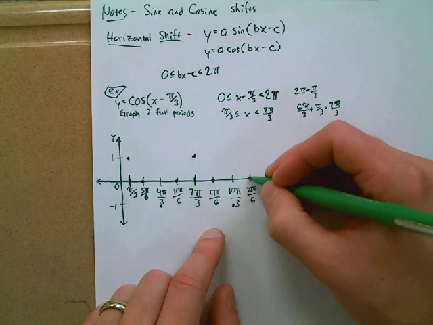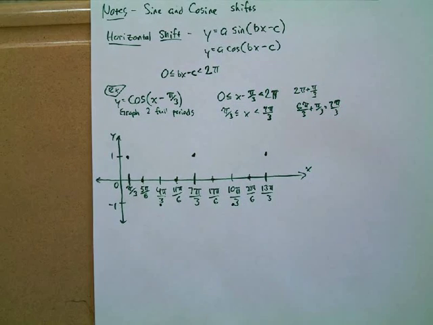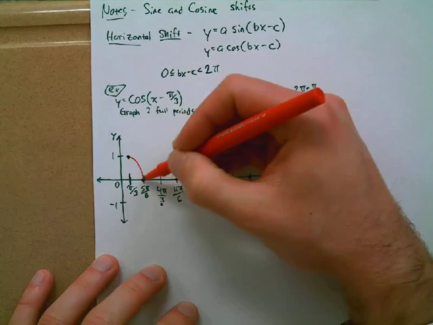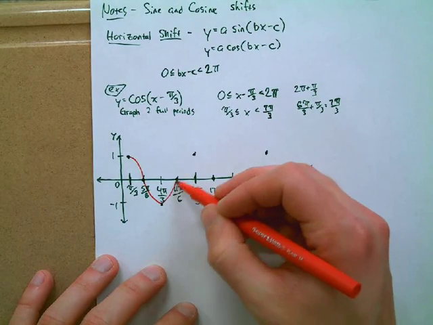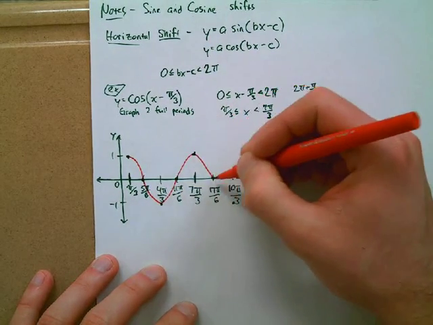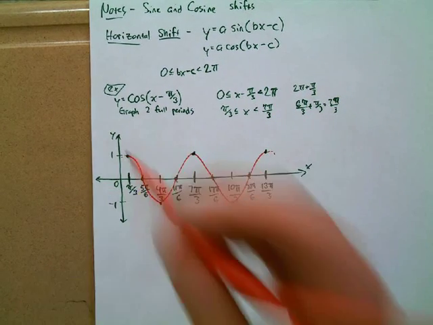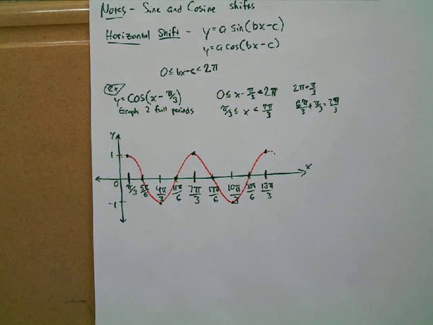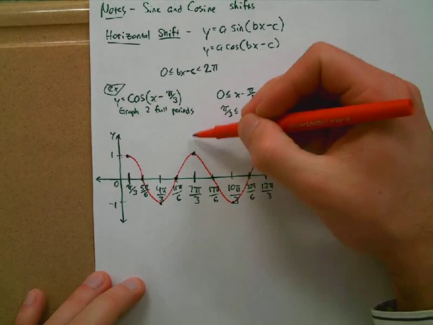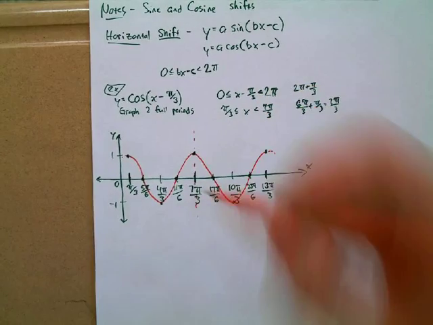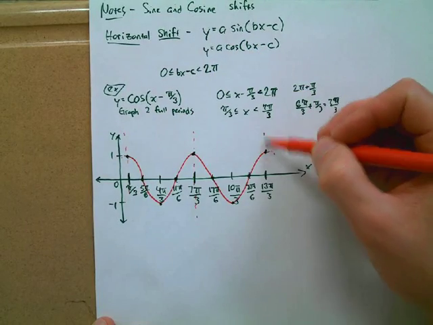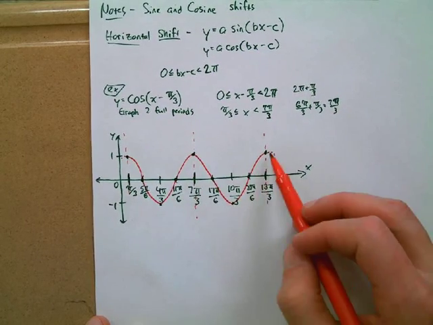Okay. And so then we'll just sketch our curve. Okay, like that. And so there it is, 2 full periods. You don't need to draw on this dotted line here, but there you can see the 2 full periods, right? There's 1, 2. Questions on any of that?